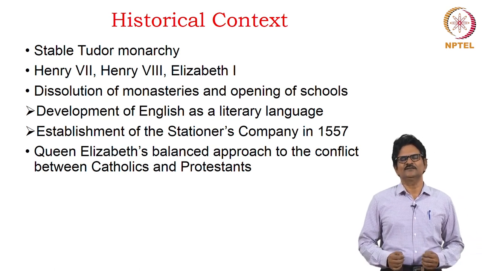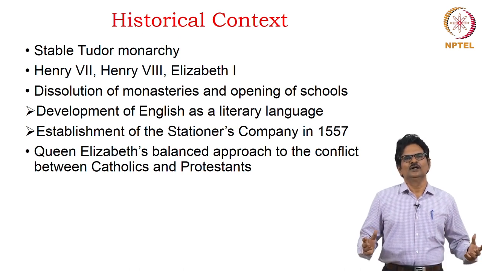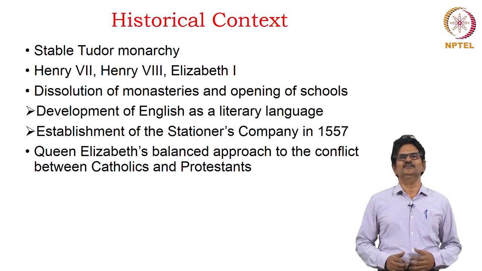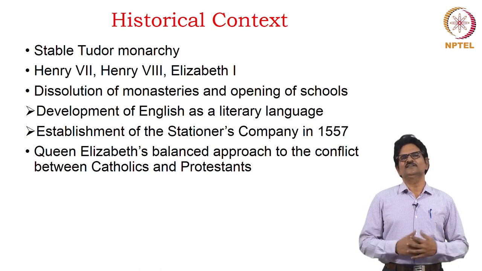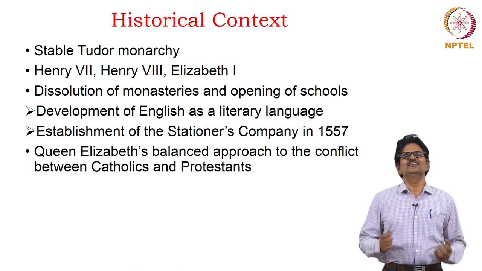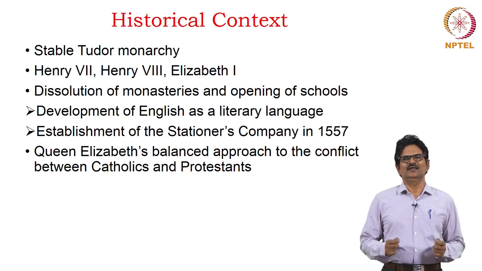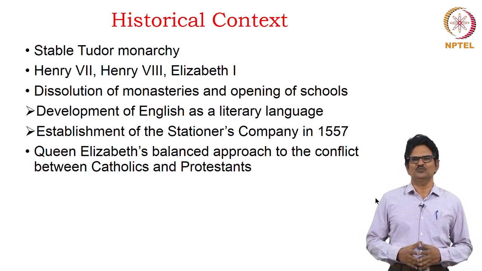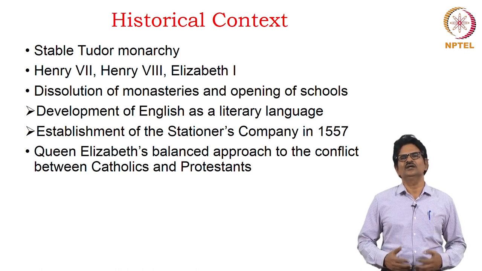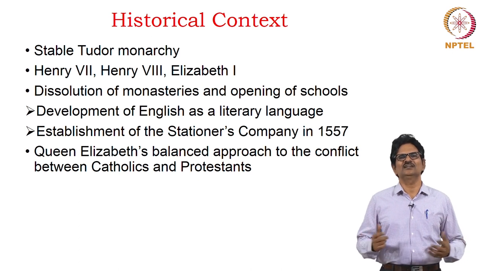One thing that we have to notice is stability in government, particularly offered by this Tudor monarchy. We have three rulers in this period from Tudor family: Henry the VII, Henry the VIII, and Elizabeth the I. During this Tudor monarchy, we have an unthinkable event that happened, that is dissolution of monasteries and opening of schools. Both of these had an effect on the development of English as a literary language. We saw how Chaucer took upon himself the task of using English for a literary purpose, and here there is a collective endeavor to use English as a literary language.